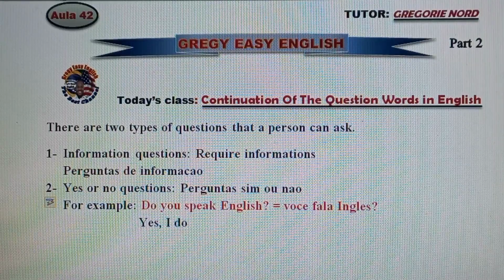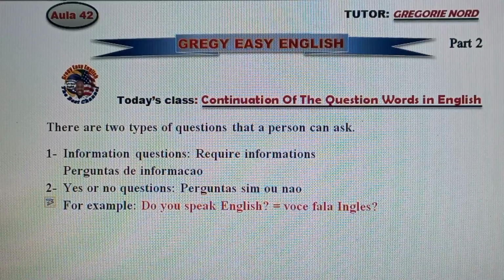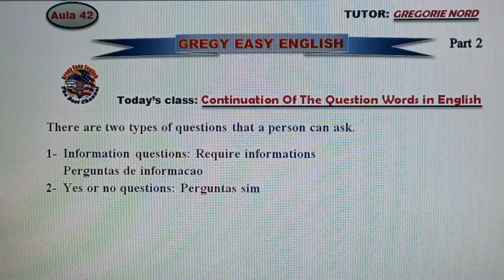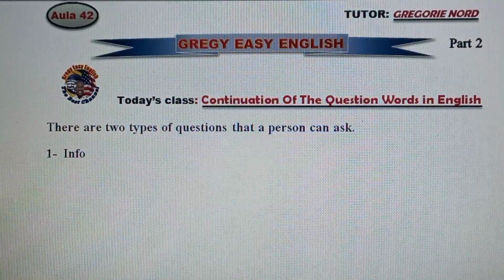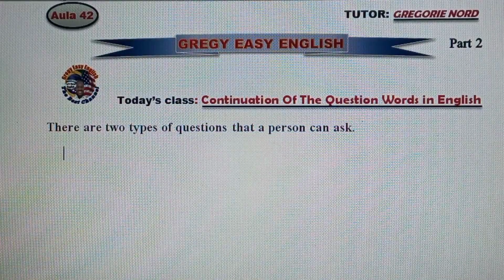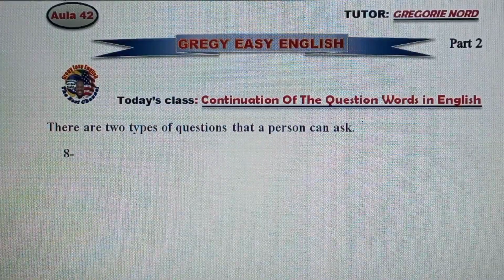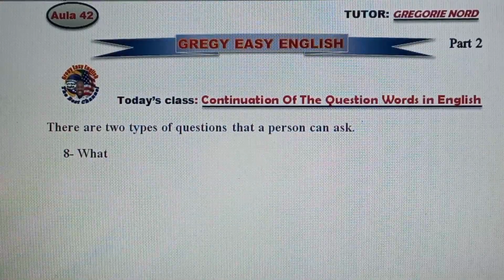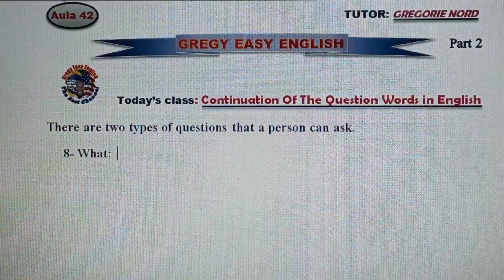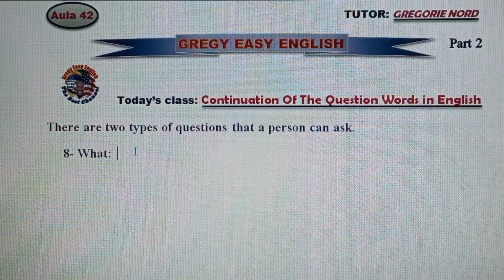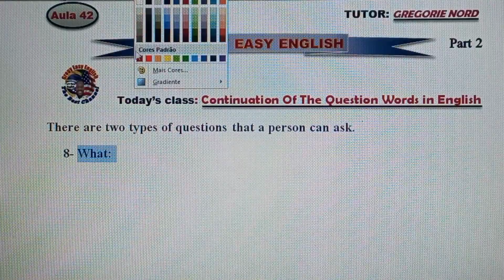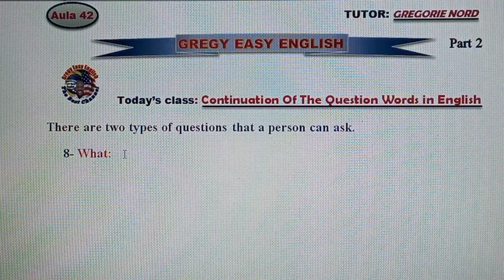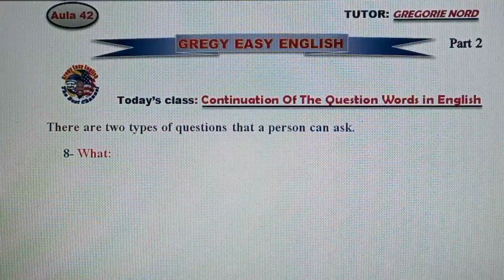Okay, guys. Now, let's continue with the question words in English. So, guys, we have another question word in English, which is question word 8. The 8th question word is what. Let's see how we use the question word what in English.